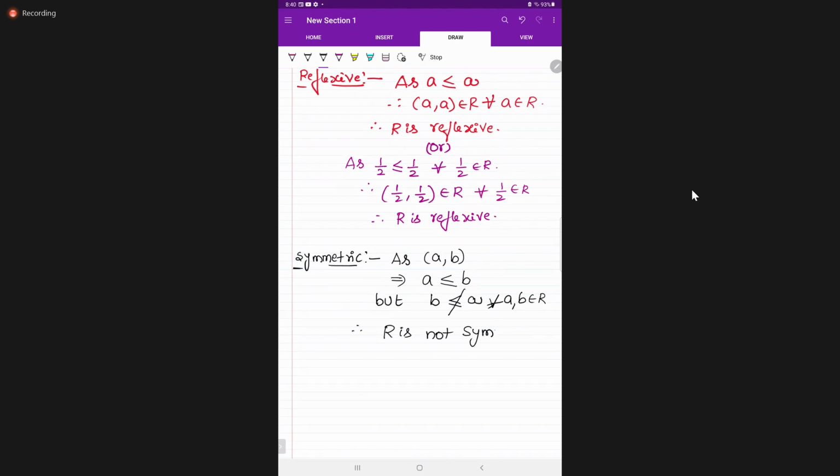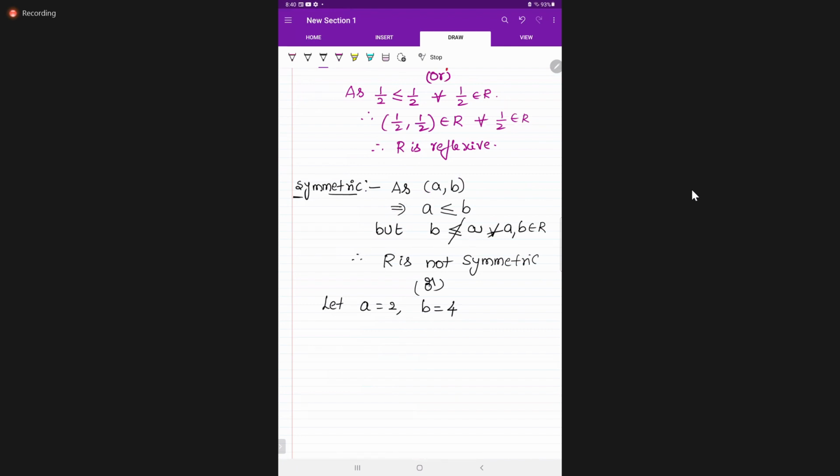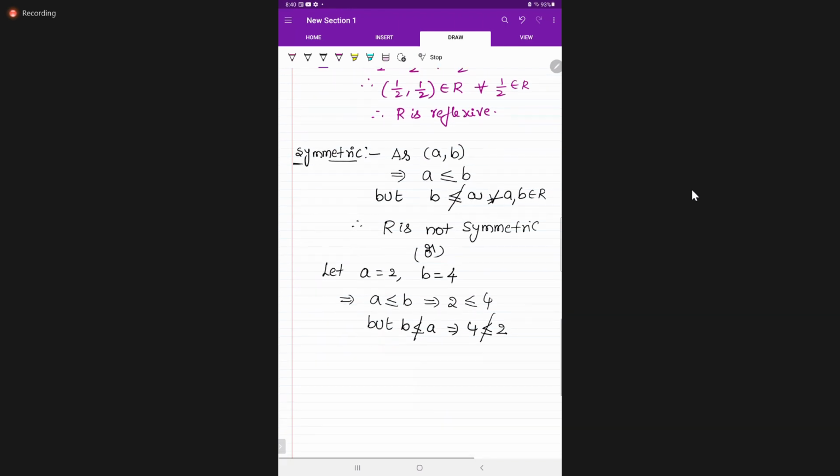Example also I am taking, students. Let a be equal to 2, b be equal to 4. First, a is less than b, right? a is less than or equal to b means you can write 2 is less than or equal to 4. But b is not less than or equal to a means you can write 4 is not less than or equal to 2. Is it clear, all of you students?